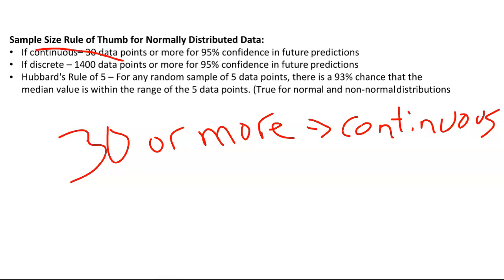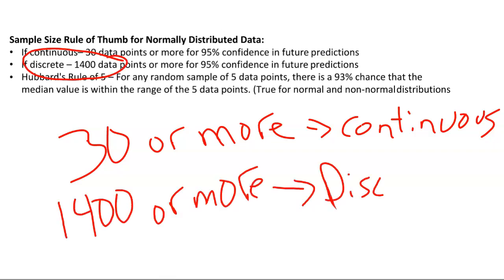Discrete data's rule of thumb, 1,400 or more data points. More is always better. If we can capture more, great. But with 1,400 or more data points, we can be 95% confident that we have an understanding of what's going on in current state or what's needed in future state.